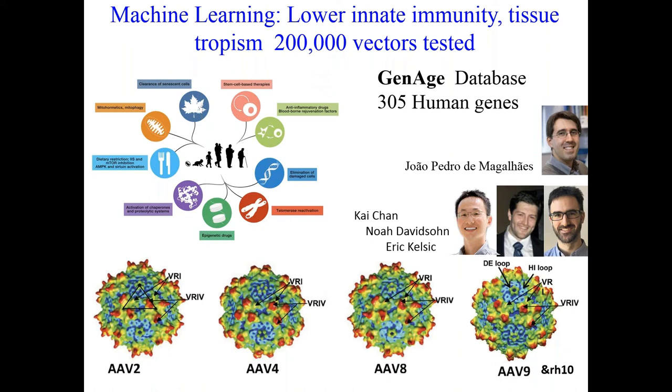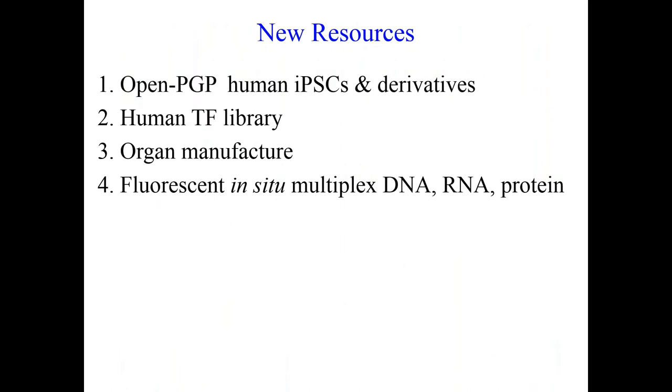We have very low innate immunity, and we've gone through these loops of machine learning, making, synthesizing, not just in the computer, but in actuality, over 220,000 different viral vectors and testing them. So I want to have a lively discussion with the time that's left.